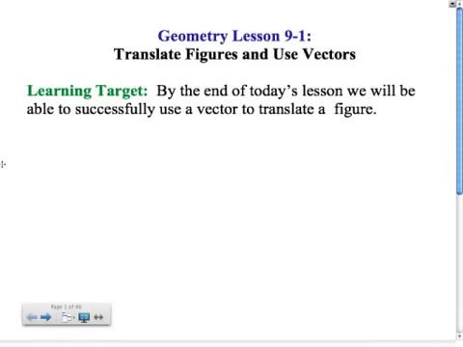Chapter 9, we're going to transition into looking at properties of transformations. And the good news for most of you is that this is review material. We've discussed these transformations a little bit throughout first semester, and now we're going to dive just a little bit deeper into some of these ideas regarding transformations. And so specifically today, we're going to look at translating figures and using vectors to translate.